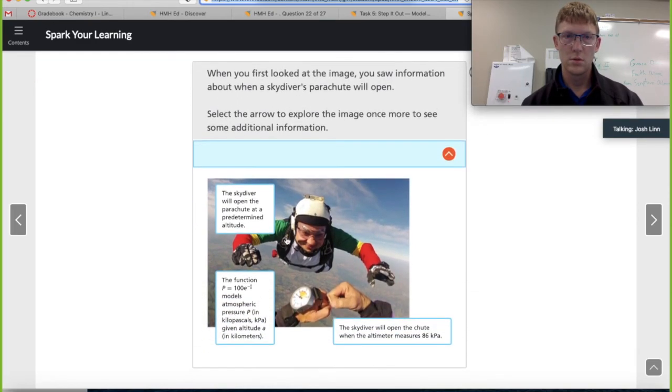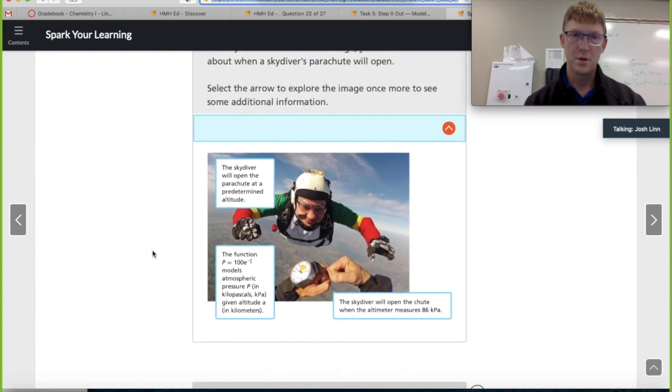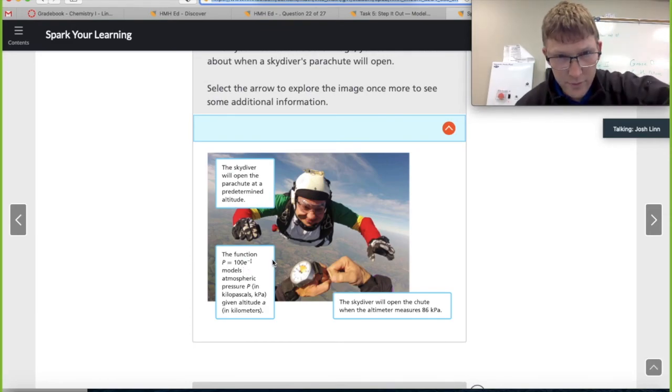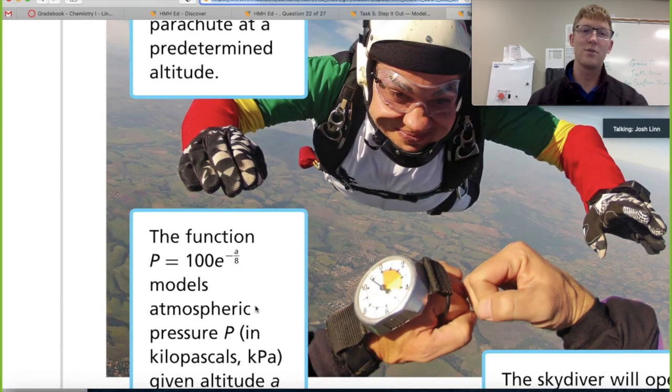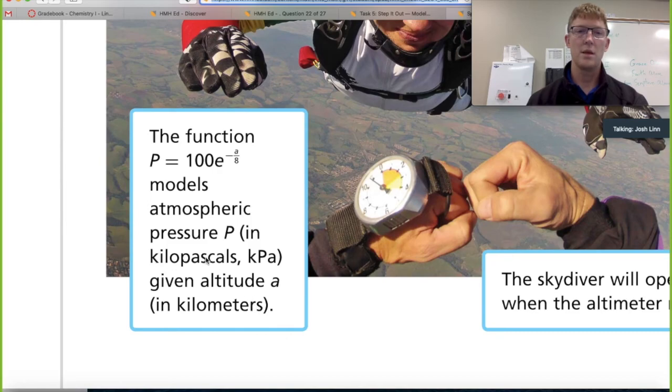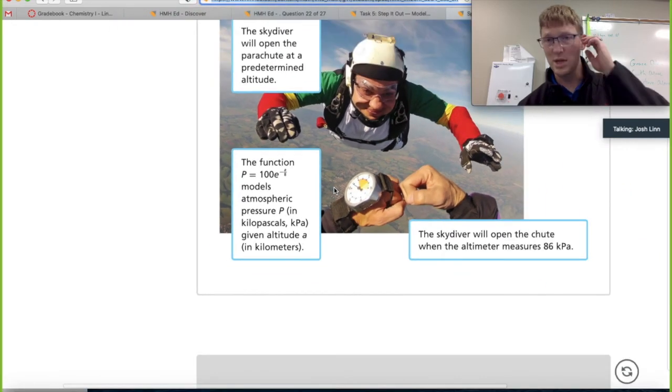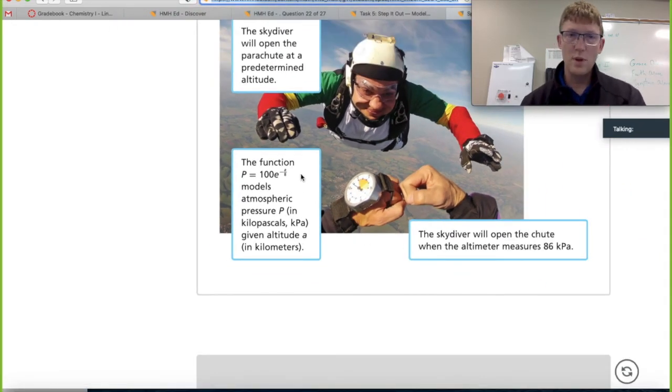So the skydiver will open the parachute at a predetermined altitude. The function p equals 100 e to the power of a over 8 models the atmospheric pressure in kilopascals given an altitude in kilometers. So you can figure out the pressure based on your altitude. But we want to change that so that we have an altitude based on the pressure.